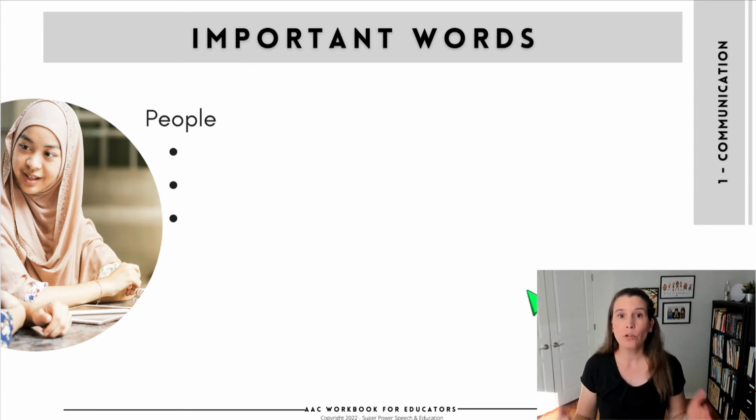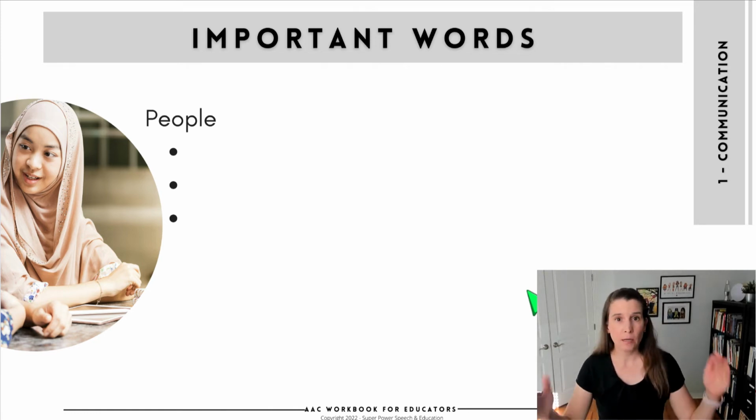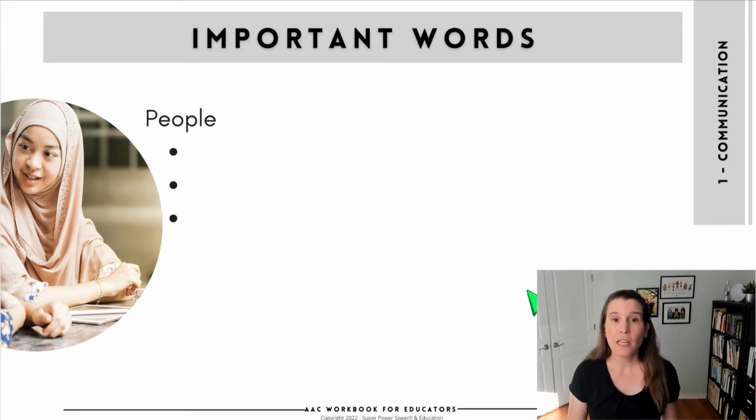Who are the important people that you want your child to be able to communicate about? I'm guessing it's going to be the names of lots of teachers, the names of their peers, the names of staff members with whom they interact. Go ahead and list all of those things in your workbook, and then come back and we'll look at some more important words.